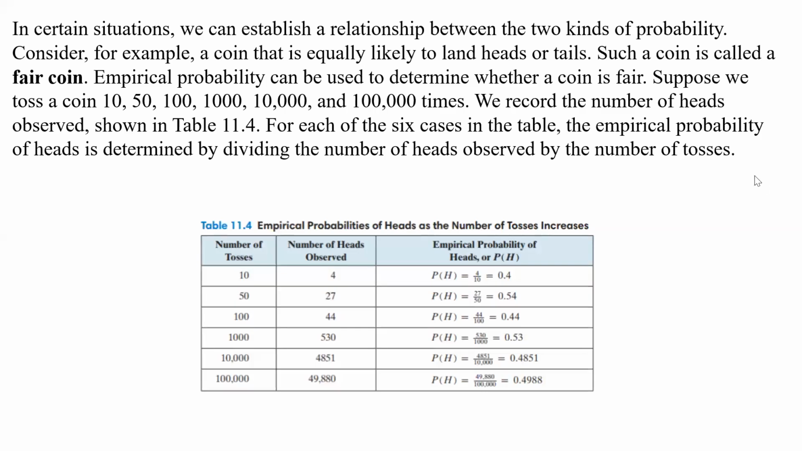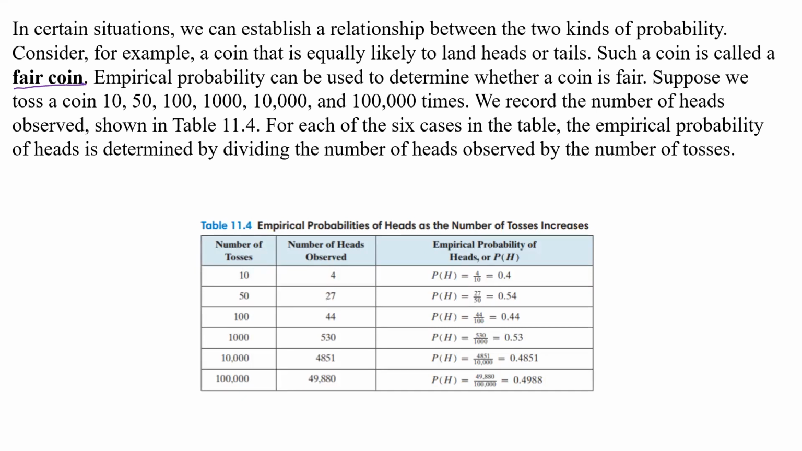All right, so in certain situations, we can establish a relationship between two kinds of probabilities. Let's consider again flipping a coin. It's equally likely to land on heads or tails. If it is equally likely, 50-50, then it's called a fair coin. If we have a weighted coin or something like that, then it's not going to be a fair coin. But if it's a fair coin, then it's going to be equally likely. So the empirical probability can be used to determine whether a coin is fair.